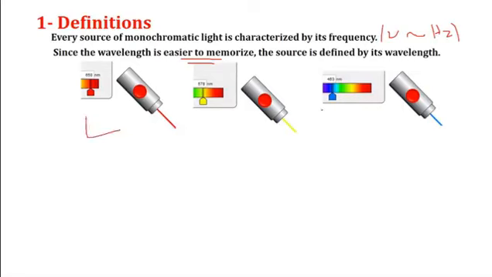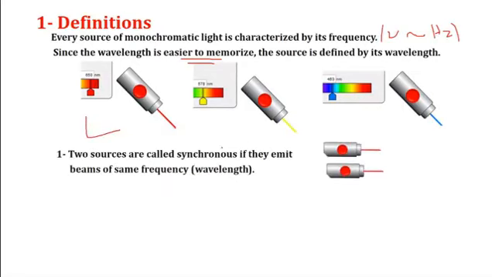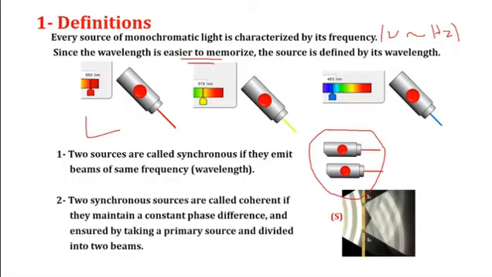First definition. Two sources are called synchronous if they emit beams of the same wavelength, or same frequency, or same color. For example, two red sources of the same wavelength or same frequency are called synchronous.